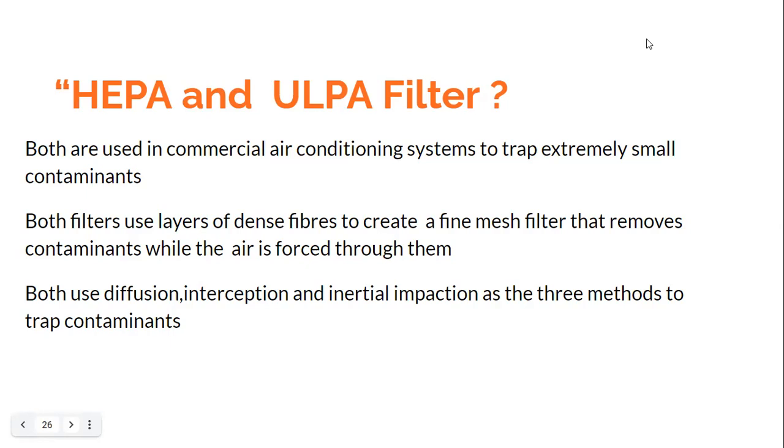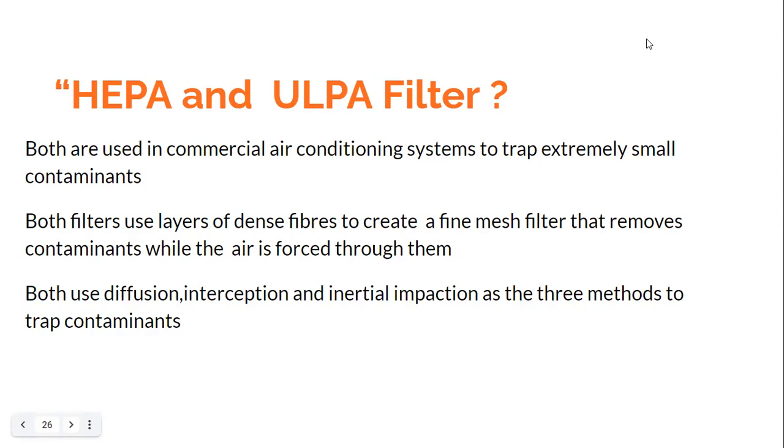Then interception is where the particle is big enough, bigger than the one which is trapped by diffusion. So slightly bigger particles are trapped by the method of interception. And finally, the slightly larger particles are trapped by a technique called impingement or inertial impaction. Okay, so these three methods are also used to trap the contaminants in both these filters, that is HEPA filters and ULPA filters.